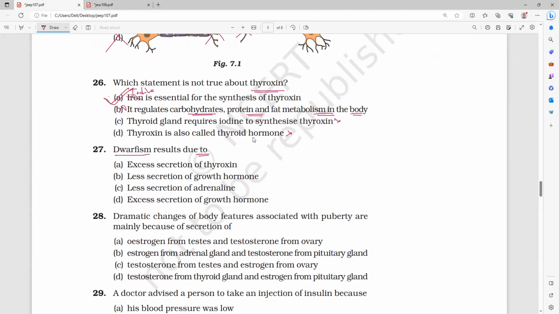Next, dwarfism results due to less secretion of what? Dwarfism means becoming short, like a dwarf plant. Dwarfism is caused by less secretion of which hormone? Growth hormone. Remember, dwarf or short is due to less secretion of growth hormone.